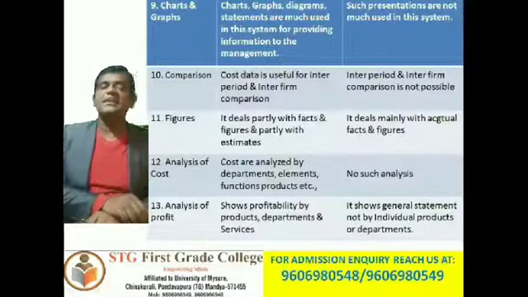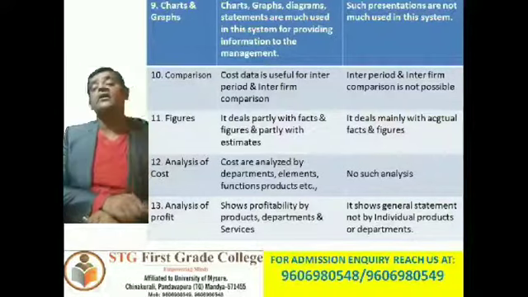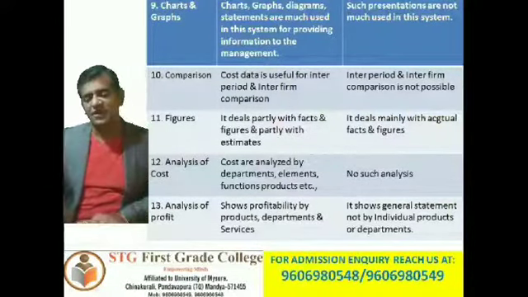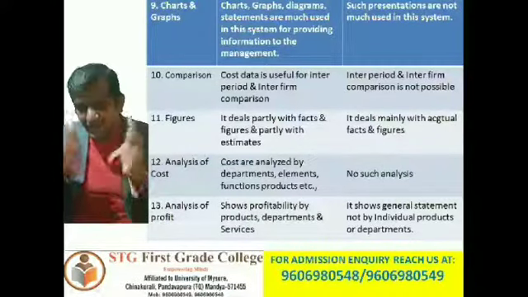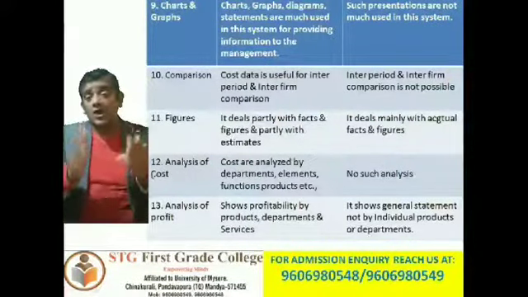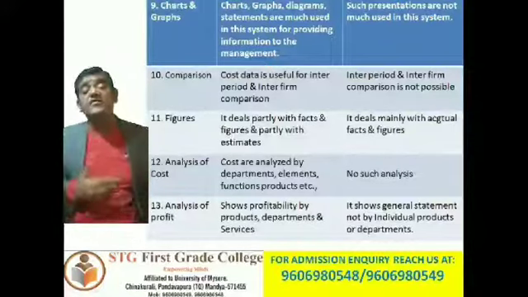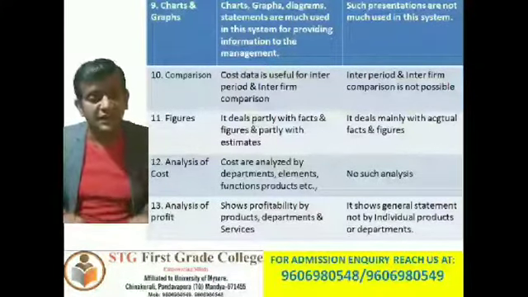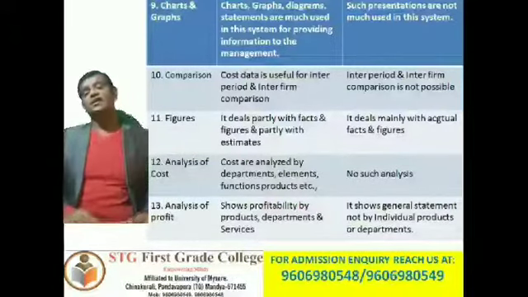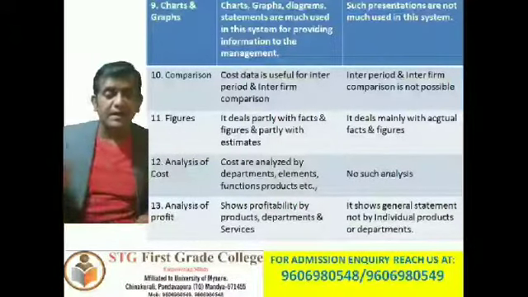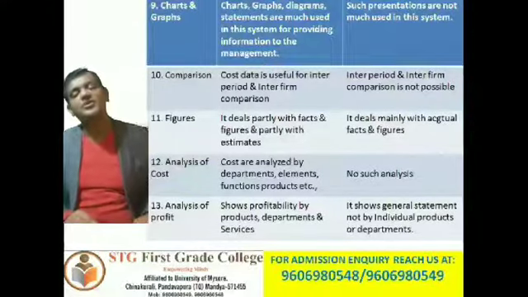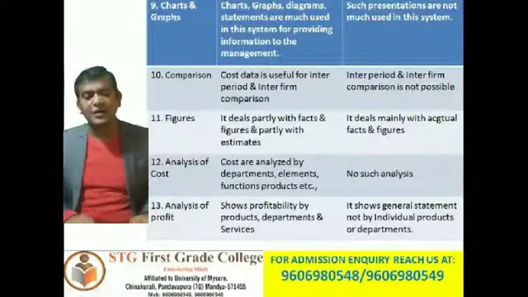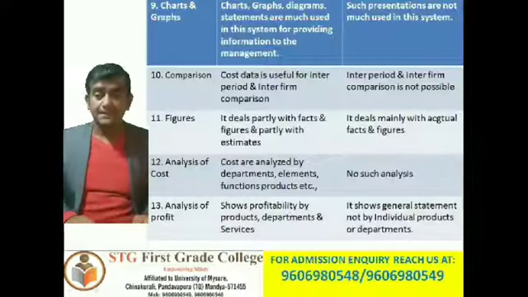So next is comparison, point number 10. Cost data is useful for inter-period and inter-firm comparison. You can compare between two different periods, or you can compare two different firms, companies or production units. So comparison can be done very easily. But in financial accounting, inter-period and inter-firm comparison is not possible. It is possible, but not to that extent, or we cannot compare accurately.